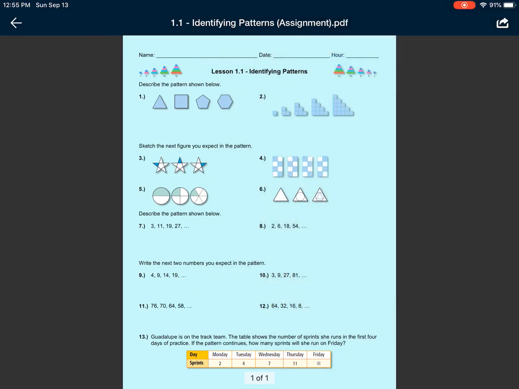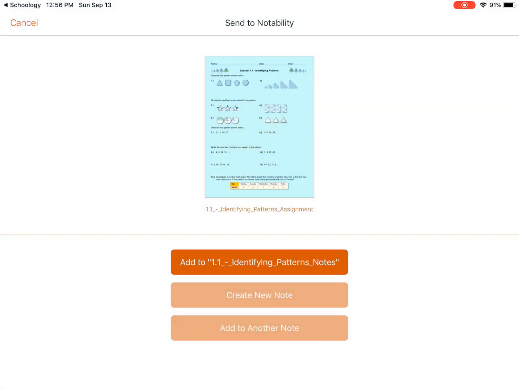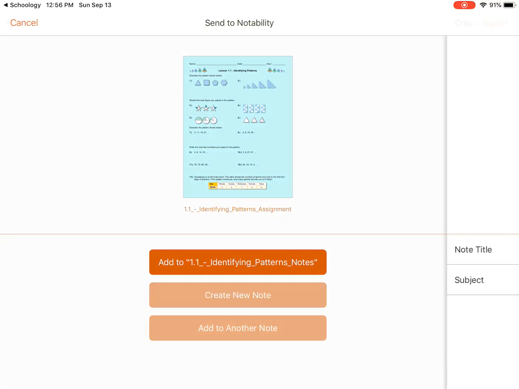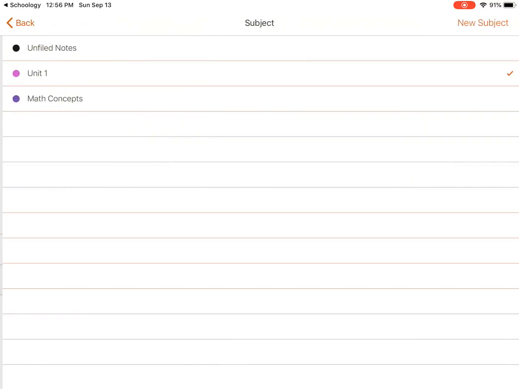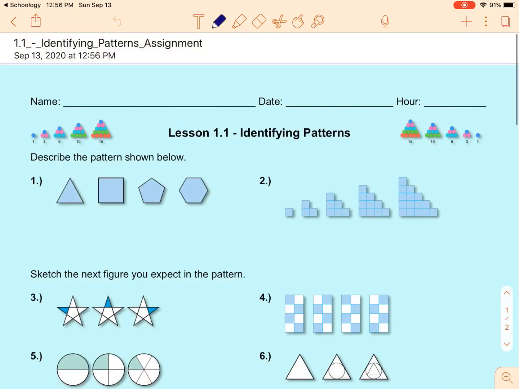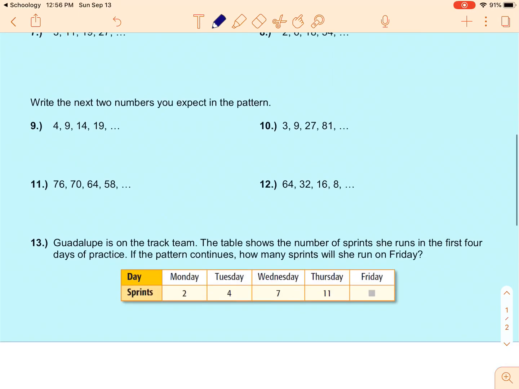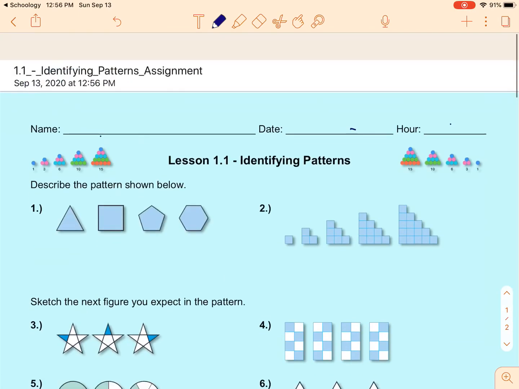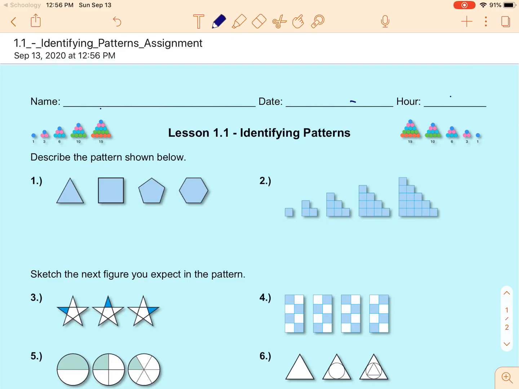You're going to copy this over to Notability. And again, you don't want to add this assignment to your notes. You want to create a new note. And I'm going to put this in Math Concepts and import it. And now you're going to write your name, the date, and the hour, and you're going to complete these problems. And when you're done, you will turn that into Schoology.